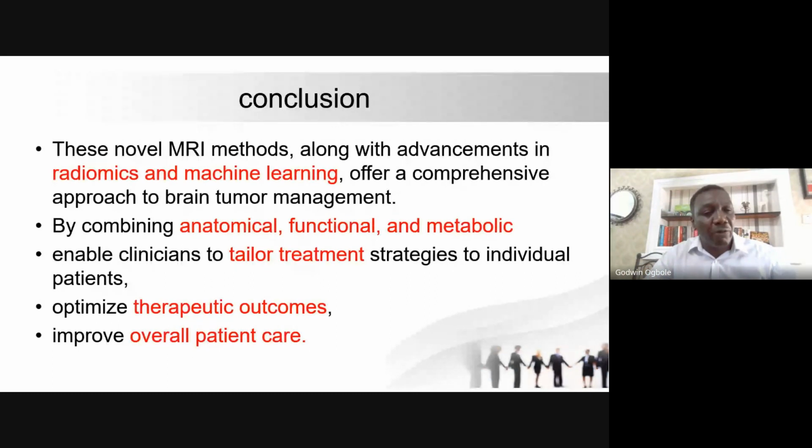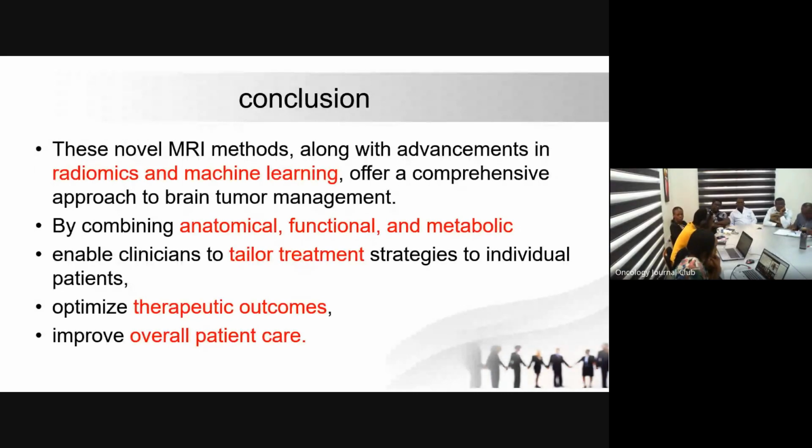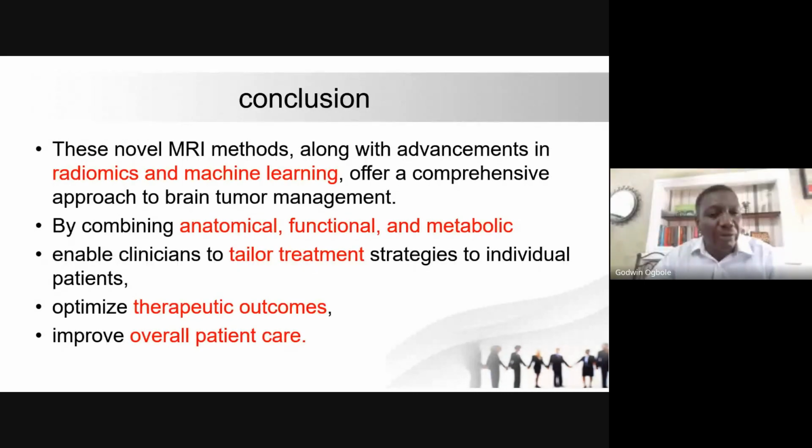And this will give you what you call personalized patient treatment and improve or optimize therapeutic outcomes.